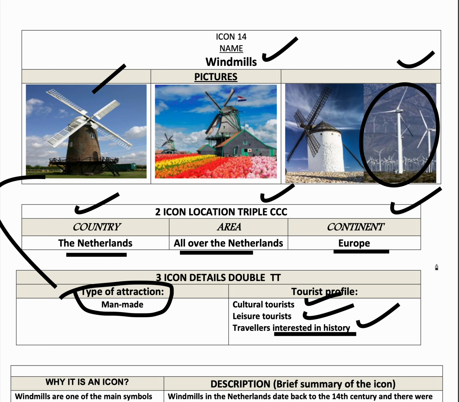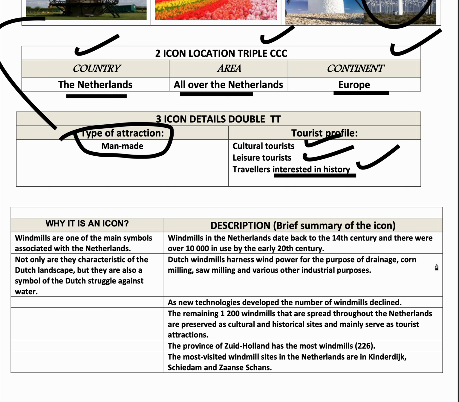Okay, so we're moving to why the windmill in the Netherlands. It's an icon there. The windmill is one of the main symbols, so it's important to the Netherlands people. It's a symbol for the Netherlands country, so it is associated with the Netherlands. It's important because these windmills play a part in the history of the Netherlands.